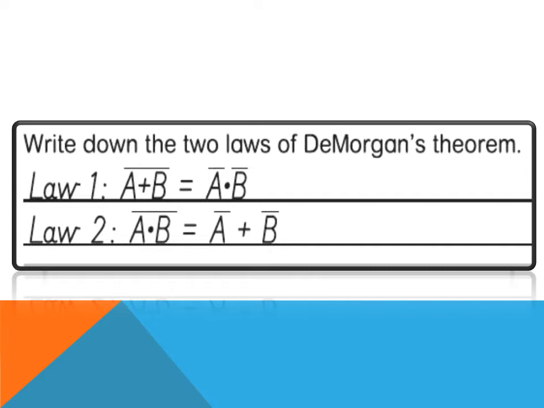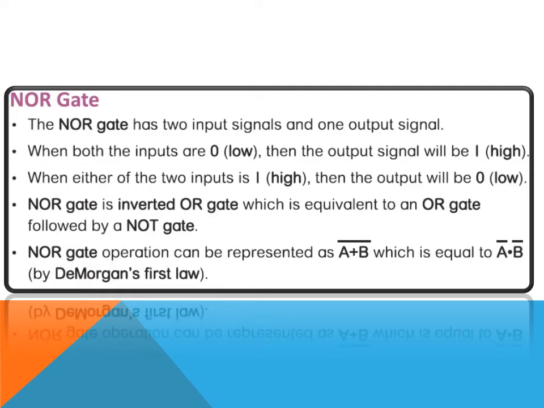Now let us move on to the next gate that we are going to discuss, the NOR gate. Again, the NOR gate has two input signals and one output signal. When both inputs are low, the output is high. When either of the inputs is high, the output is 0.